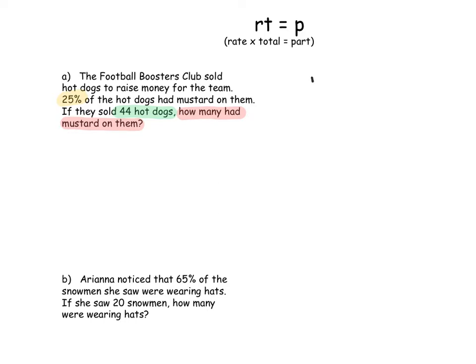So we're going to start by filling in this equation. We're going to fill in what variables we can. The rate that we're given is 25%, so we're going to write 25%. And side by side means multiply. So we're going to multiply the total, in this case, it is 44. And then that's going to equal the part.